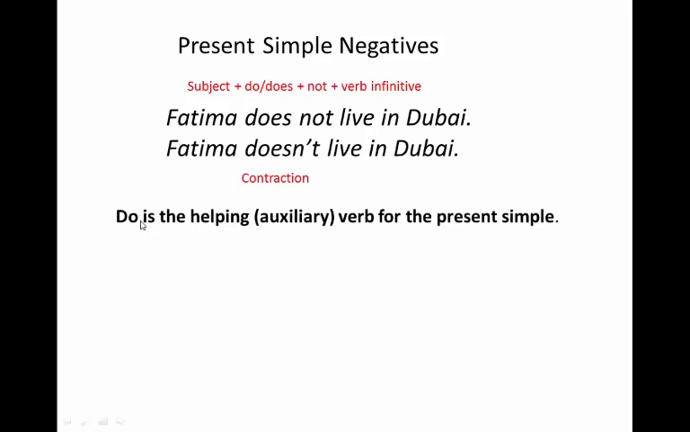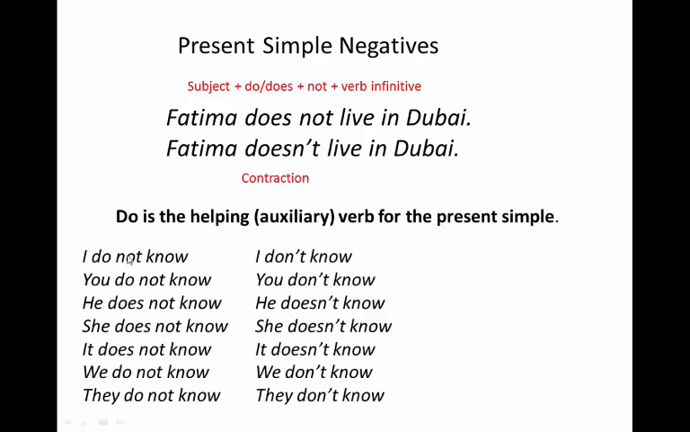So do is the very important verb here. It's the helping verb or the auxiliary verb for the present simple. I do not know, I don't know. You do not know, you don't know. He does not know, he doesn't know. She does not know, she doesn't know.